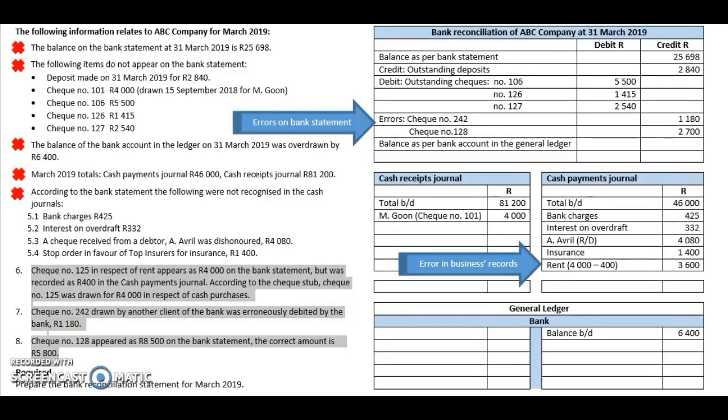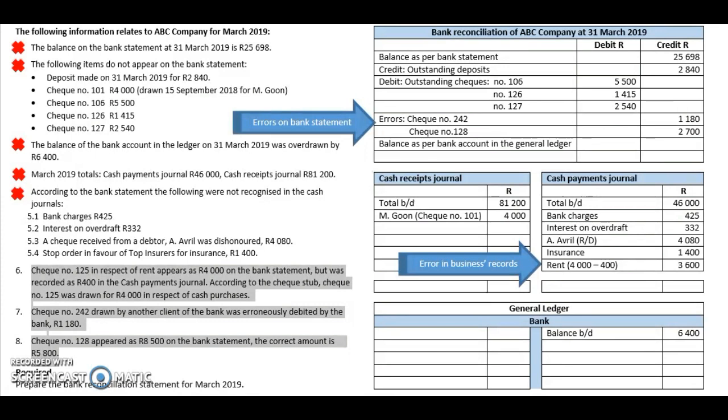The second error, in note number 7, is an error made by the bank. The bank erroneously debited the business's bank account by 1,180 rand. To correct it, it should be credited and should thus be recorded on the credit side of the bank reconciliation statement.